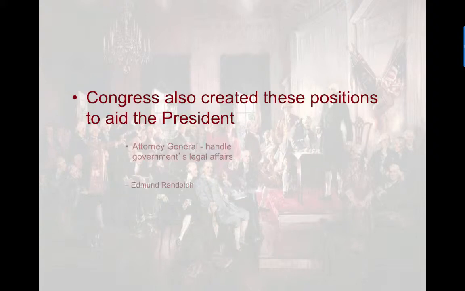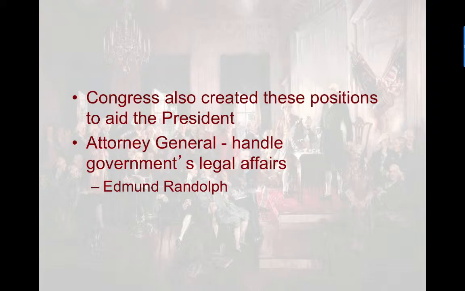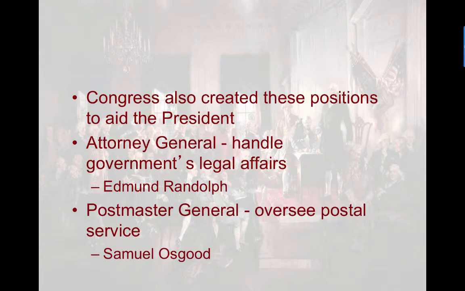Now, Congress also created two additional positions to aid the president. The first was the Attorney General, to handle all legal affairs. They're supposed to check with the Constitution and have a basic understanding of the Constitution and know whether or not this is legal or not. The first Attorney General was Edmund Randolph. They also established the Postmaster General to handle the post office. All postal service was to be overseen by the Postmaster General, and the first one was named Samuel Osgood.